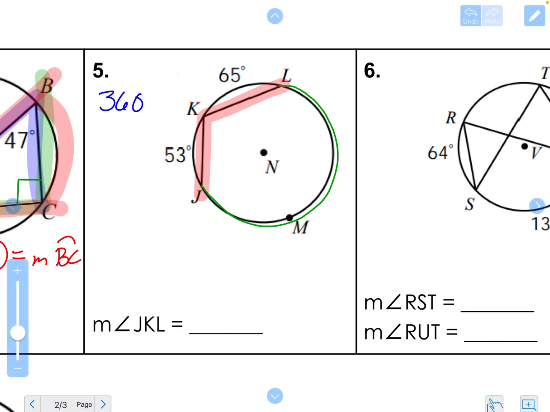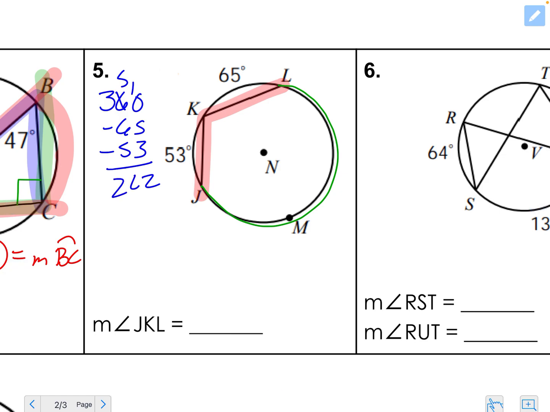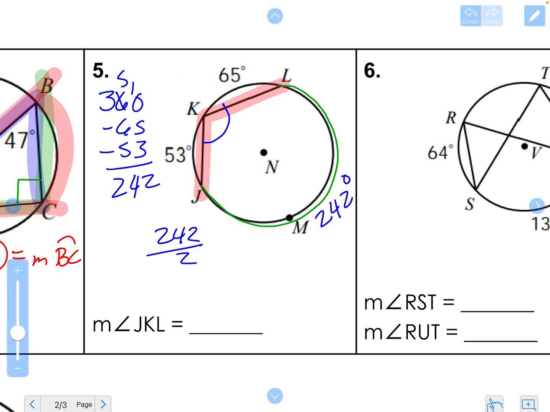So we're going to take 360, subtract 65, subtract 53, which should leave me with a 2, that became 5. So 35 minus 11 should be 24. So we know that our arc is 242 degrees. And we know our angles are half of our arcs. So 242 divided by 2 should get me 121. So 121 degrees.